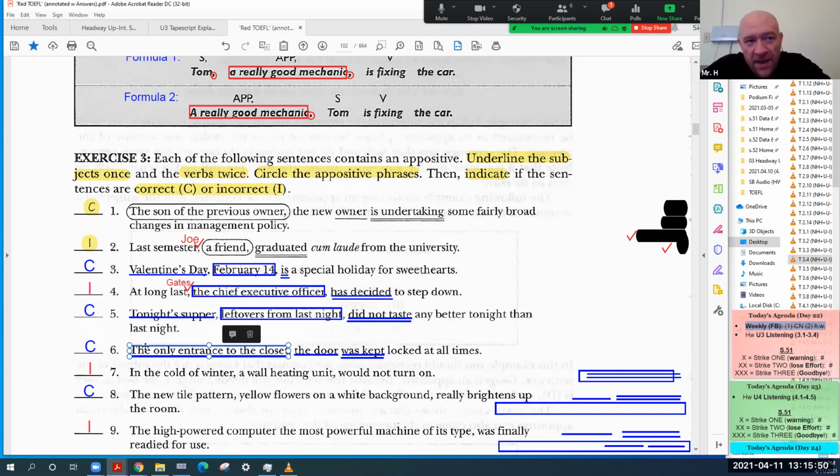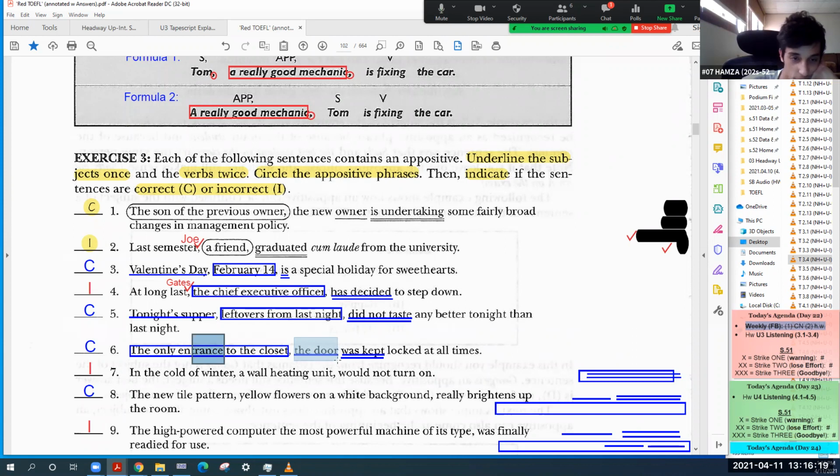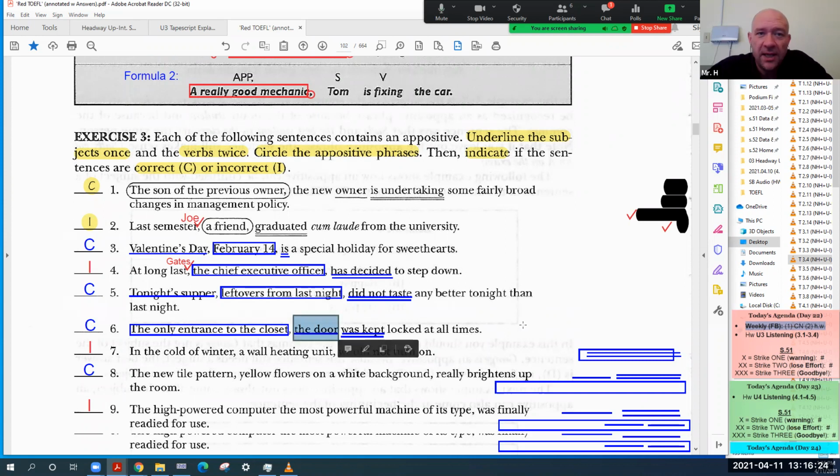Now look at this. The only entrance. Is this an adjective, an adverb, or is it a noun? The only entrance to the closet. The only entrance. It's a noun. Yeah, this is a noun. And it is the door. The door is the entrance. They are the same. It's the same thing. The door is the entrance. Okay. All right, here we go.